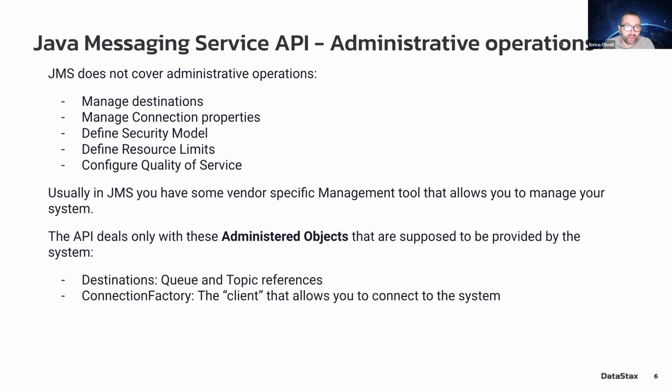Yes, it's better. Okay, so when you use the JMS API, you start by having these administered objects that are provided by the container or by the environment. Someone has to provide you queue and topic references, so the destinations, and a connection factory that is actually the client that allows you to connect to the system. We will see this later in some code.